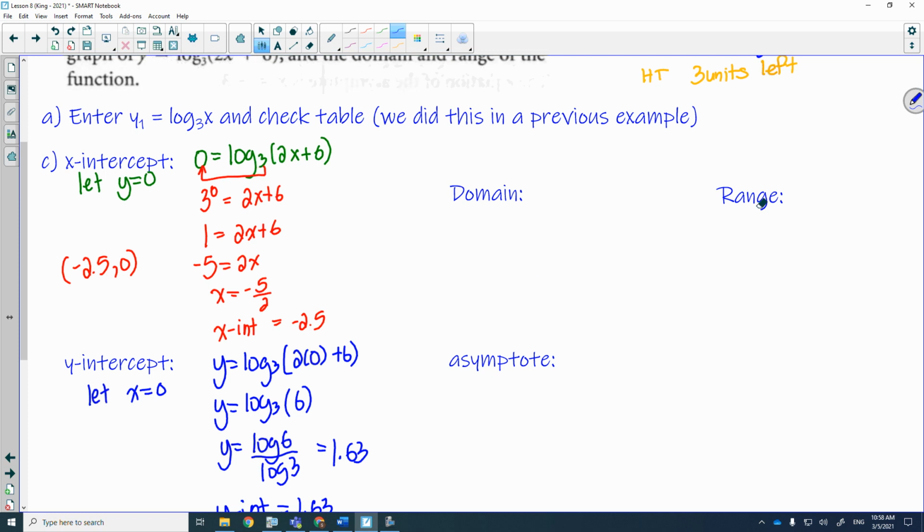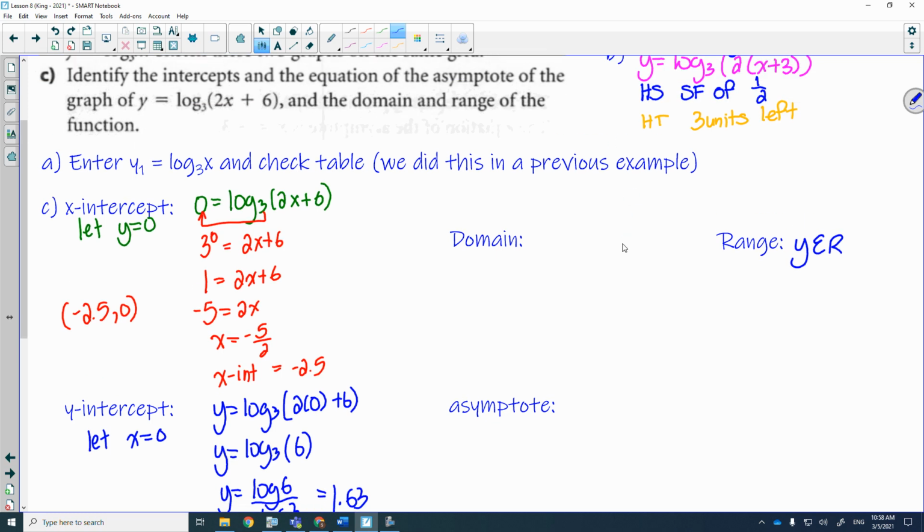What's the range of my log graph without even looking at it? Y is a real number. I'm now going to show you a trick that you're going to do every single time I give you a log, and this is going to show you the domain and the asymptote. I want you to write the equation of the transformed graph. Y is equal to log base 3 of 2x plus 6. And we're going to be doing this over and over again this lesson and then next week.